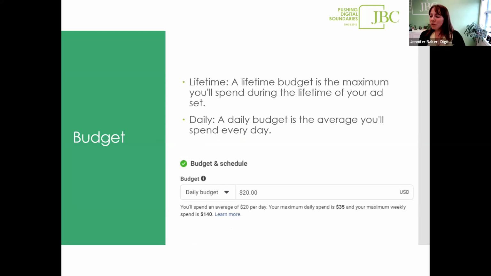Budget. There are 2 different ways that you can get charged for Meta ads. Number 1 is a lifetime budget. So it's the lifetime of the campaign, whether your campaign is 1 day long or 30 days long. The other option is daily. So it's the maximum amount of dollars that you are going to spend each day. You have the opportunity to set that at whatever range you want, but there are minimums based on the audience that you choose.